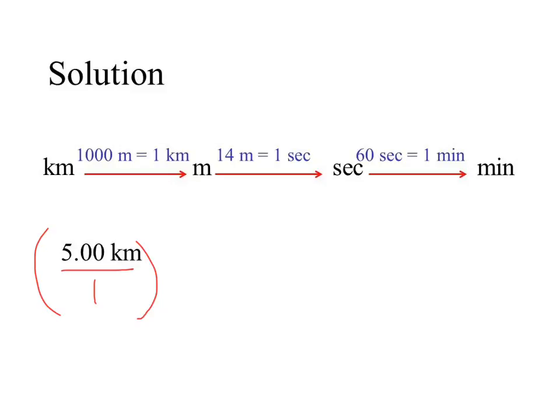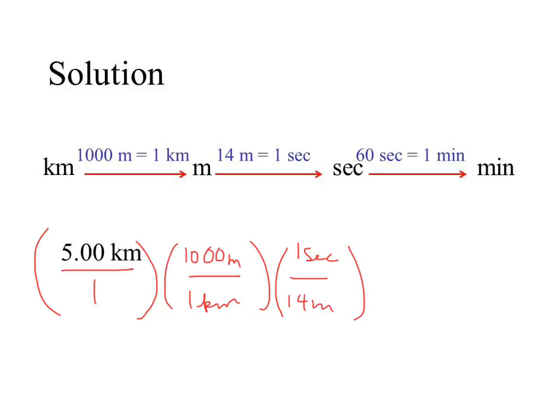Okay, so what's the next term look like? 1,000 meters over 1 kilometer. I'm liking it. The next term? 1 second over 14 meters. Perfect. And the last one? 1 minute over 60 seconds. Yes. Awesome. So our kilometers have canceled, our meters have canceled, our seconds have canceled, and we're left with units of minutes, which is perfect.